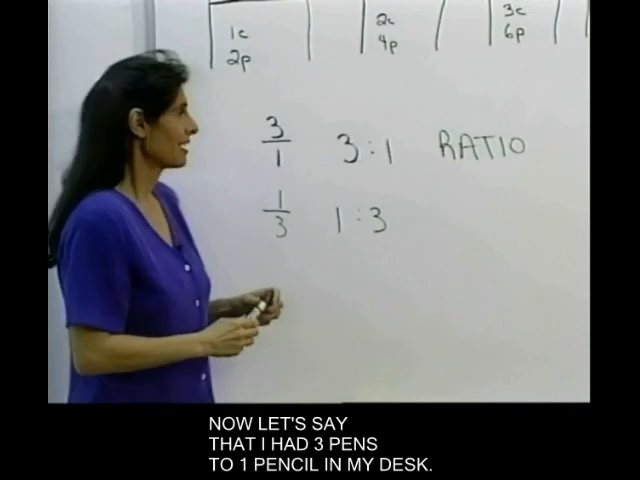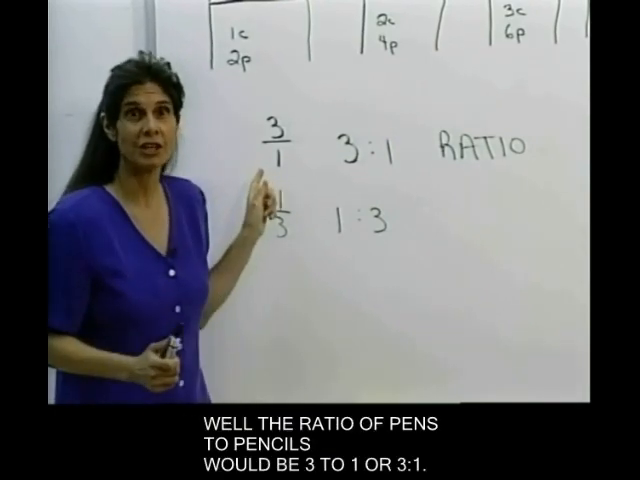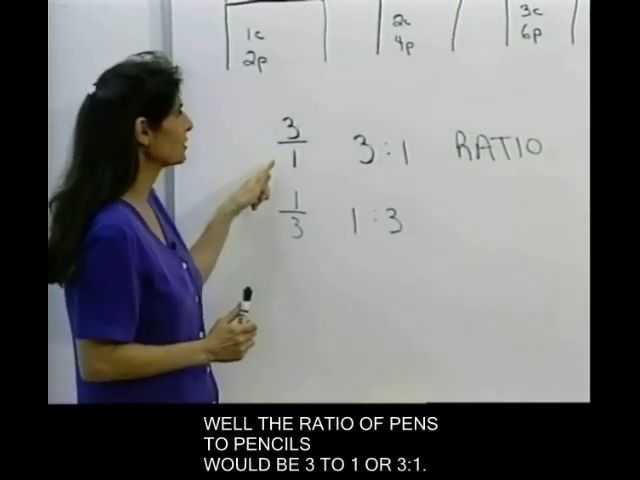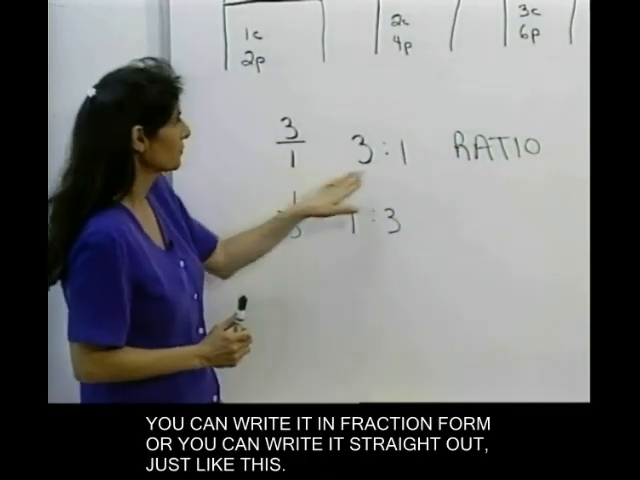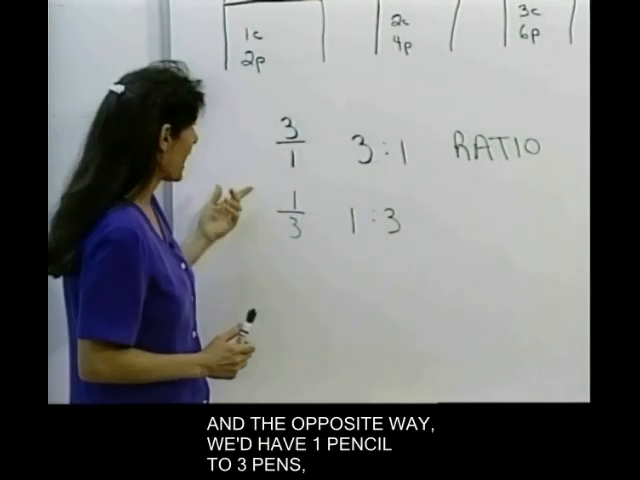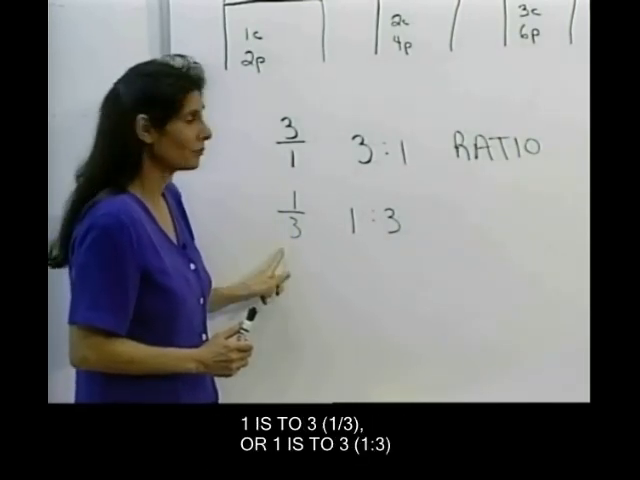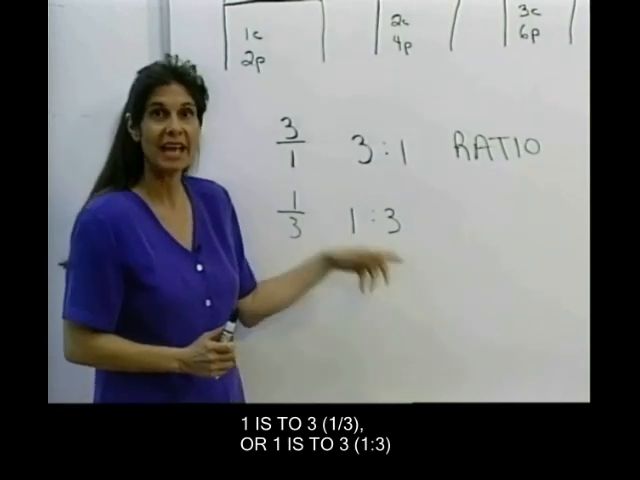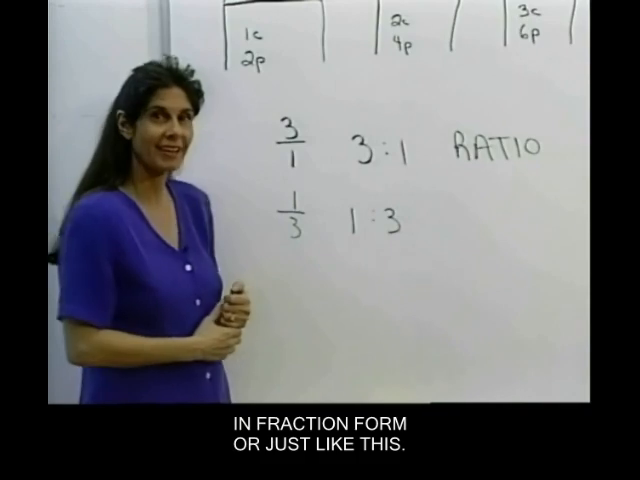Now let's say that I had 3 pens to 1 pencil in my desk. Well, the ratio of pens to pencils would be 3 to 1, or 3 is to 1. You can write it in fraction form, or you can write it straight out, just like this. And the opposite way, we'd have 1 pencil to 3 pens. 1 is to 3. These are ratios, and ratios can be written in fraction form or just like this.